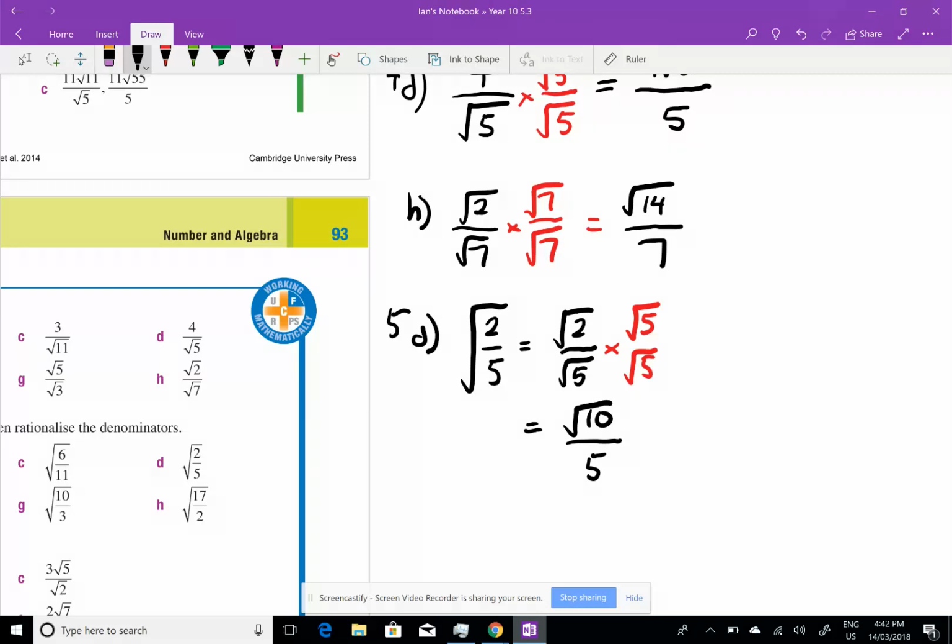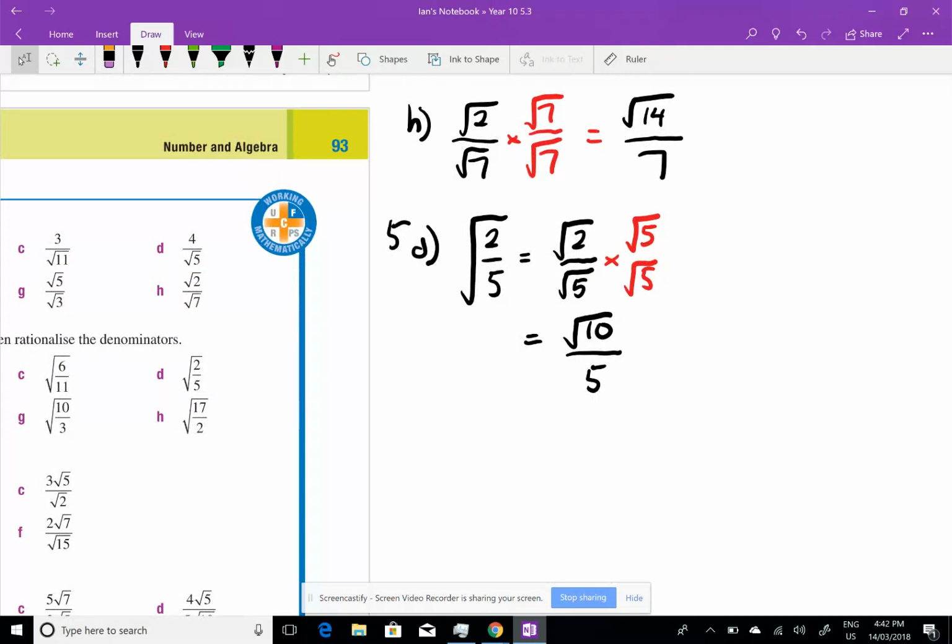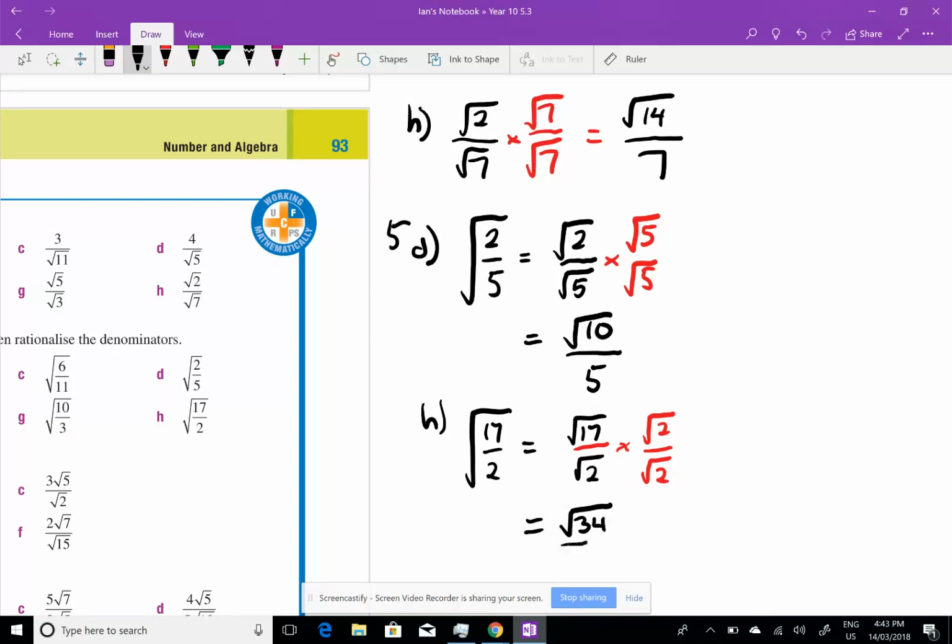So I'll just check and see if I'm right. So 5D, yeah, root 10 on root 5, 14 on root 7. Was I right with the other one? Yes, I was. So let's go to 5H. And again, they've tried to trick you. We've got root 17 on root 2. Well, you're too smart. You go, well, that's root 17 on root 2. And you're going to multiply by the surd that's in the denominator, root 2 on root 2. We'll put our vinculum in. And that will give us root 34 on 2.